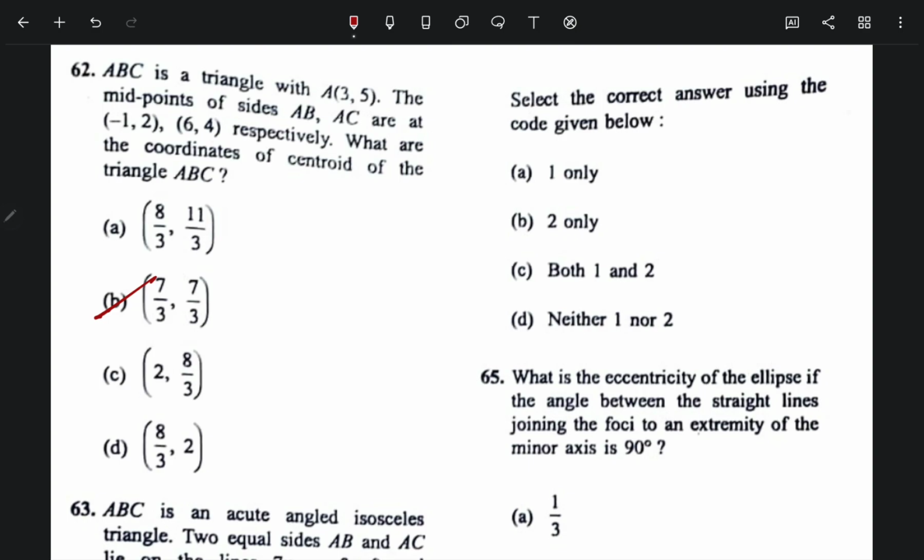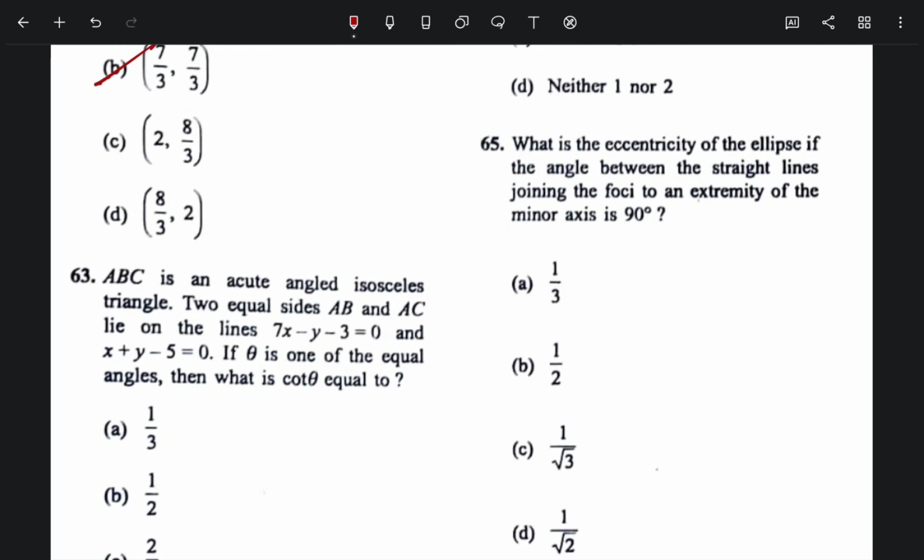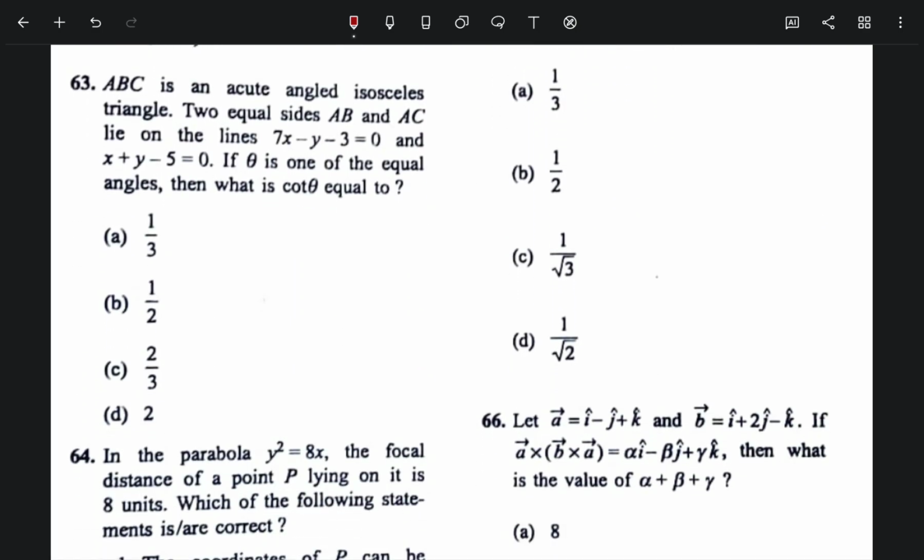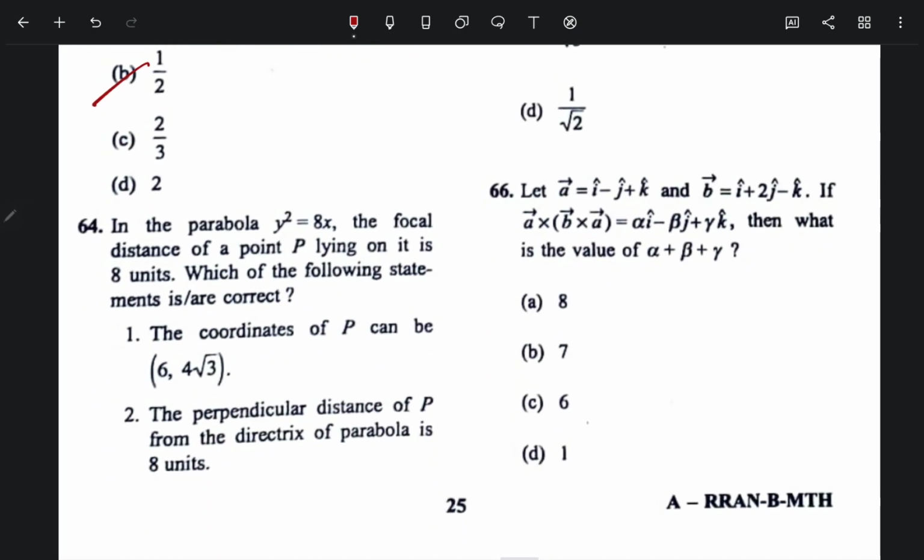7 by 3 and 7 by 3. So they have given the midpoints. You can use it to find the other 2 points, find the centre. That's a direct formula. Then 63, you have the answer to be B. Again, direct formula for this.